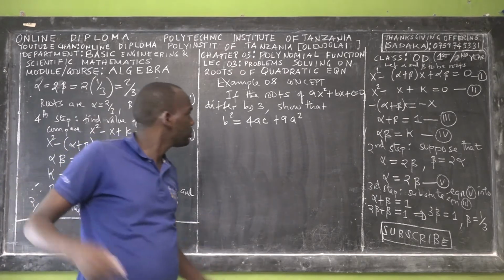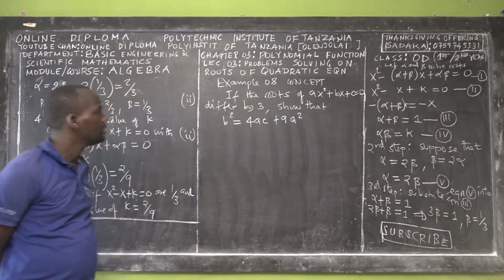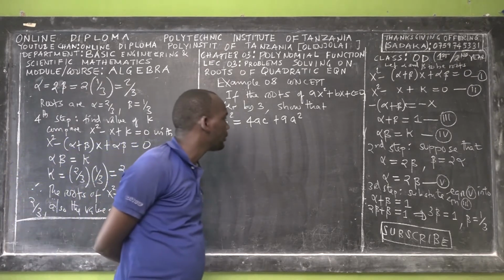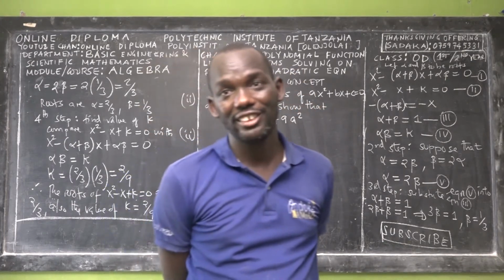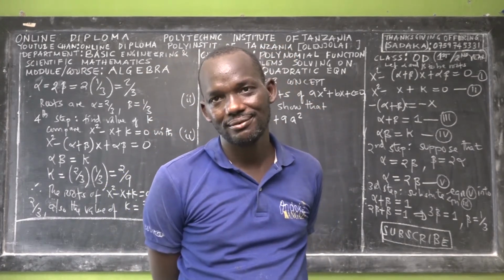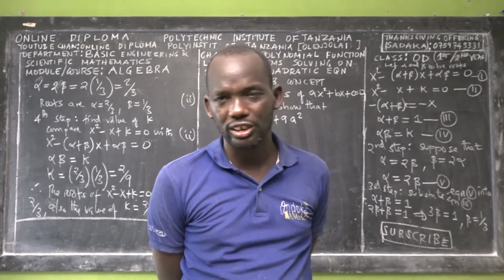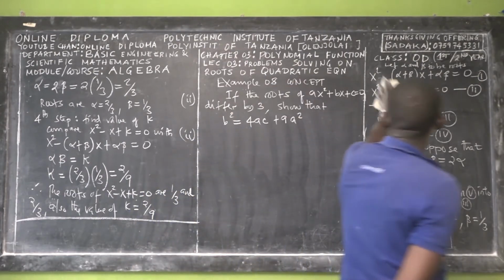So you see the conceptual questions. If the roots of ax squared plus bx plus c is equal to 0 differ by 3, show that b squared is equal to 4ac plus 9a squared. You can pause the video and you can try yourself. Be confident. I believe that you can solve that example 8 without any troubles.